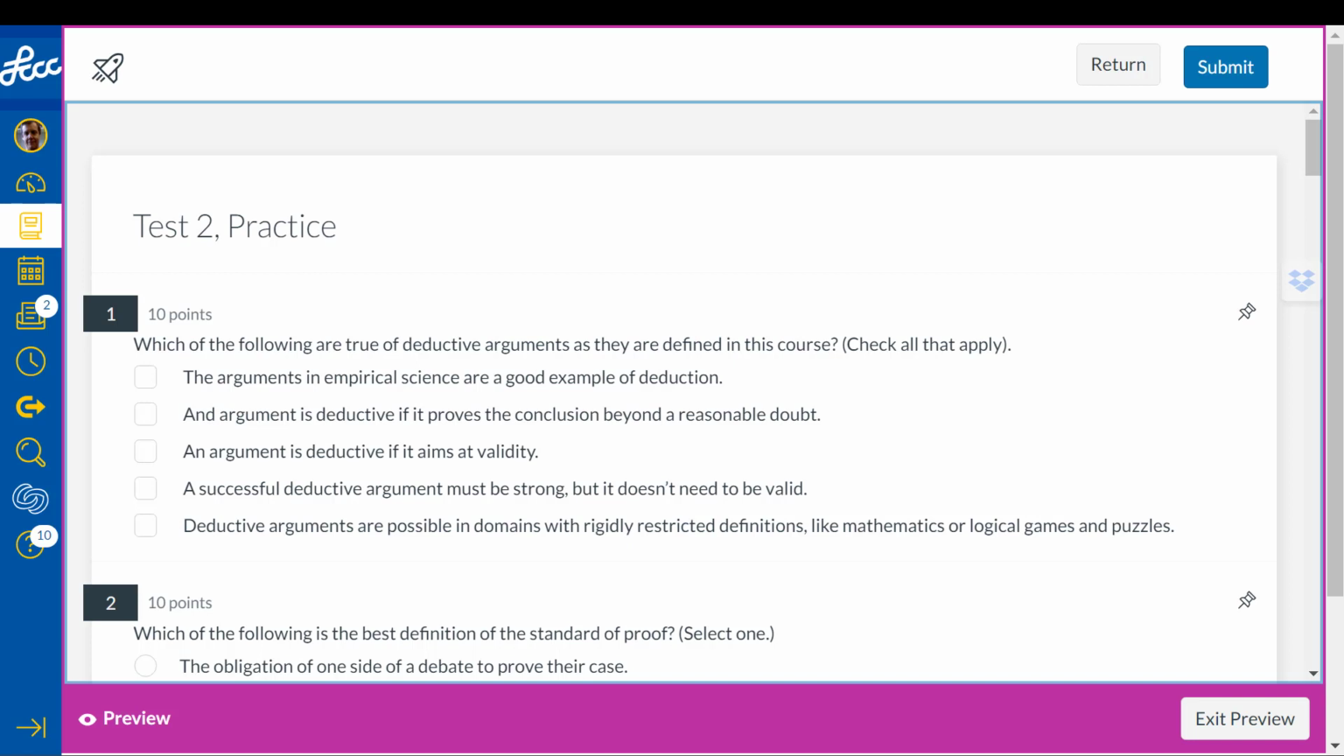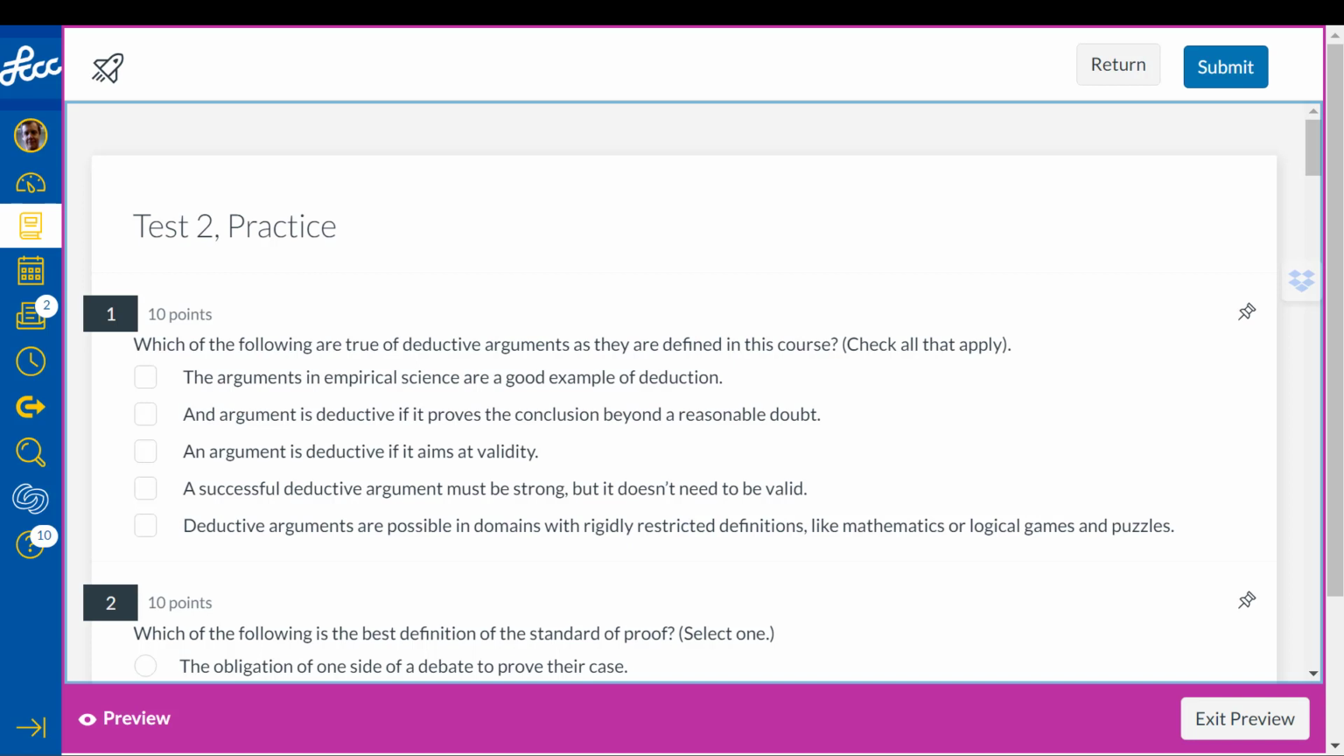And as before, the questions move sequentially through the material that we've been dealing with this unit. So the first three questions are about argument evaluation in general, which is the material that was discussed in Class 8. So the first question that comes up here is, which of the following are true of deductive arguments as they are defined in this course?